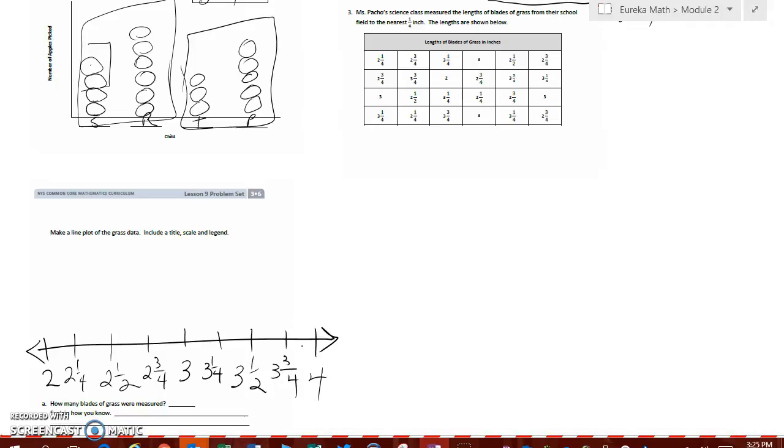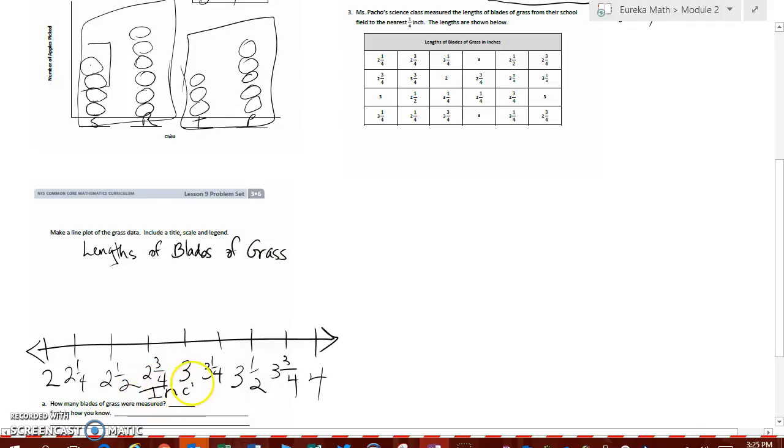Now we need a title. Well, I always go back to the chart and I look at what it's labeled there. Lengths of blades of grass in inches. All right, well, we're going to label that lengths of blades of grass. I'm not going to put inches in there because I'm going to label my scale down here as inches. Okay?